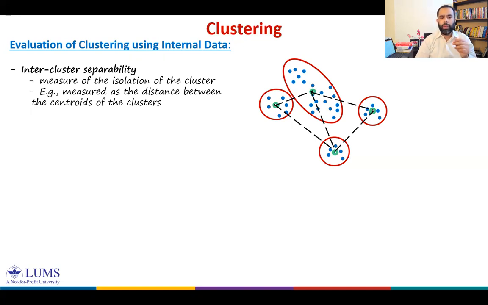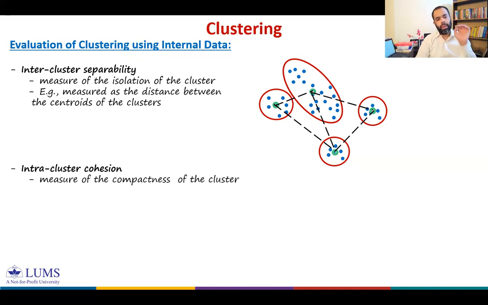Alternatively, if we just focus on one cluster at one point in time, we can define intra-cluster cohesion, whether the points inside the cluster are concentrated or whether they are sparse inside the cluster. And that can be quantified by intra-cluster cohesion. So it is a measure of the compactness of the cluster, right? How compact is the cluster, how the data points are concentrated inside the cluster.